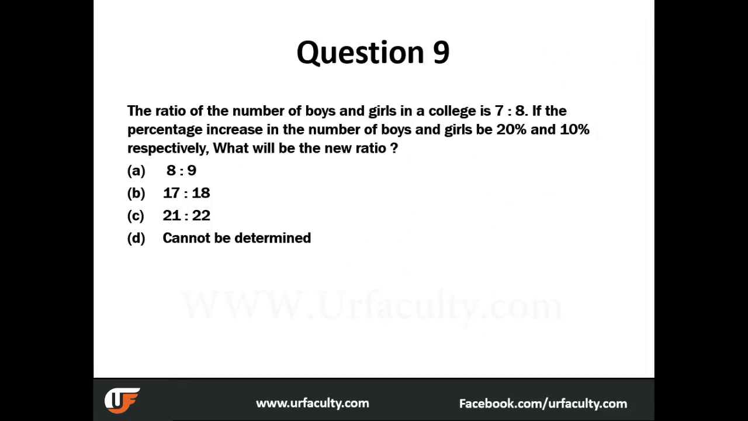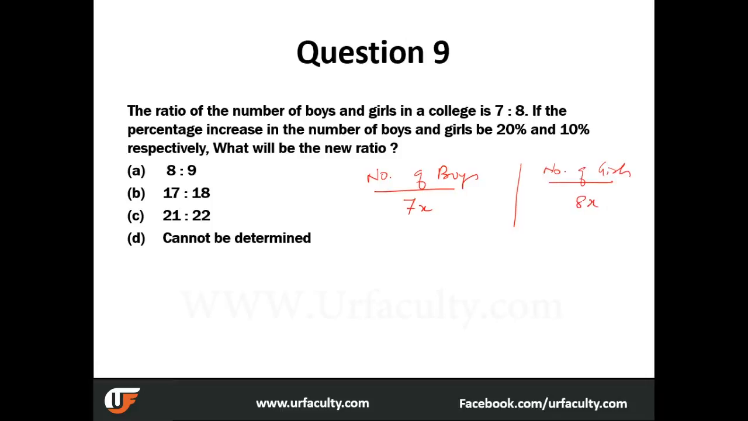The ratio of the number of boys and girls in a college is 7 is to 8. If the percentage increase in the number of boys and girls is 20% and 10% respectively, what will be the new ratio? Okay. So originally, the number of boys is 7x, number of girls is 8x. I hope you don't have any doubt in this.